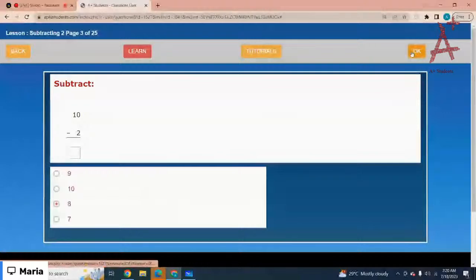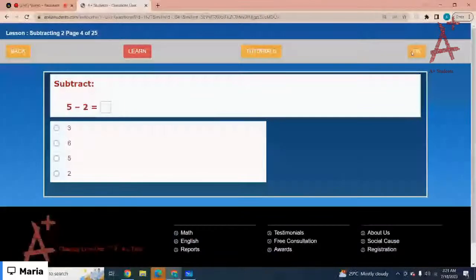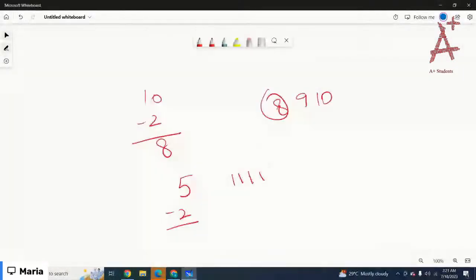Okay, the next one is 5 take away 2. So which is the correct option? If you already know the answers, you can just write down the answers in the chat box. You can just make 5 lines and you have to remove two of them. So you're left with 1, 2, 3. So 5 take away 2 is 3.